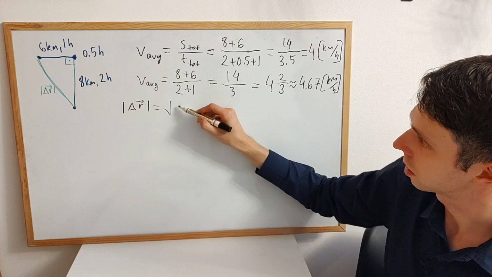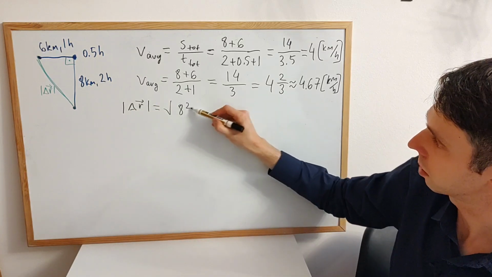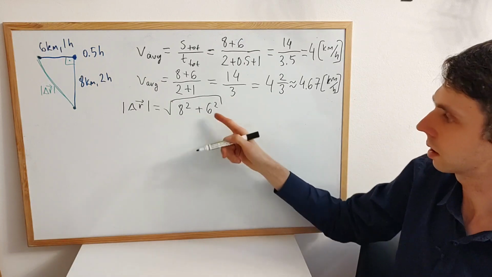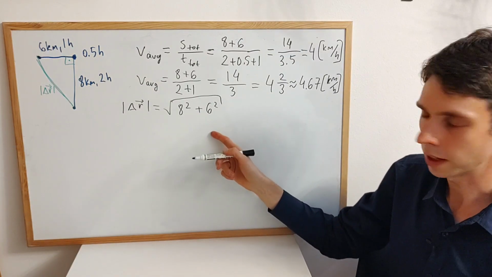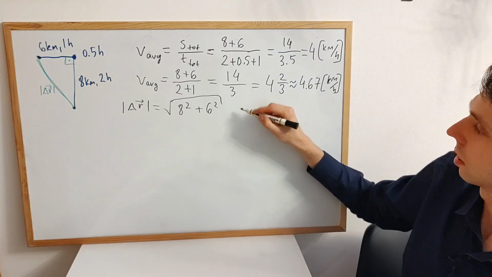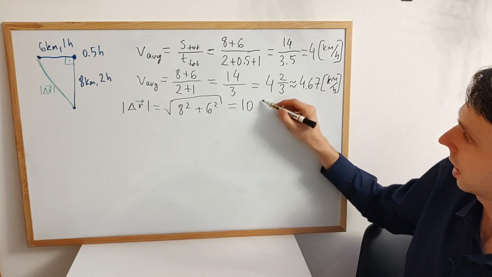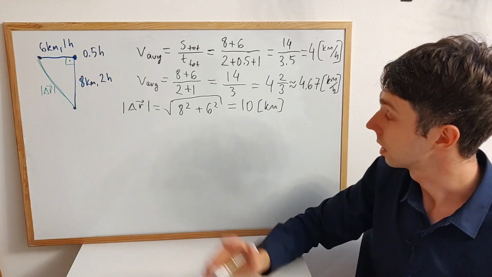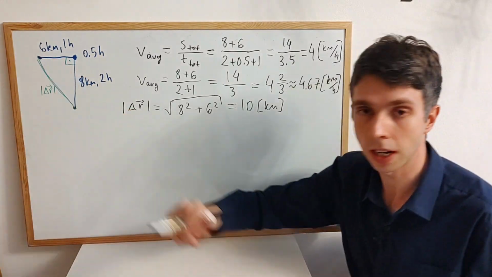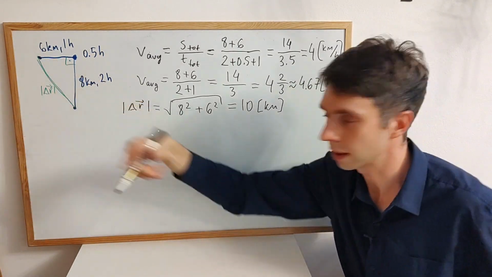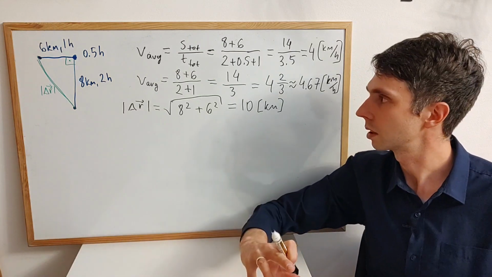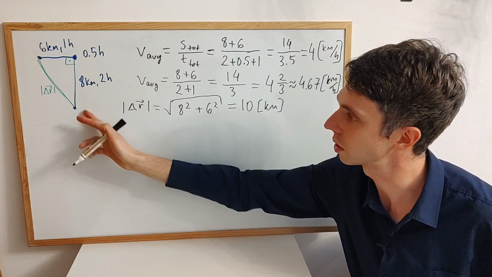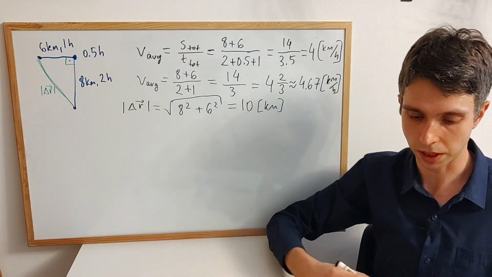That's the square root of 8 squared plus 6 squared. So that's 64 plus 36, so that's the square root of 100, so that's exactly 10 kilometers. Of course, in a straight line, the starting and end point are closer to each other than if you measure along the tourist's way.